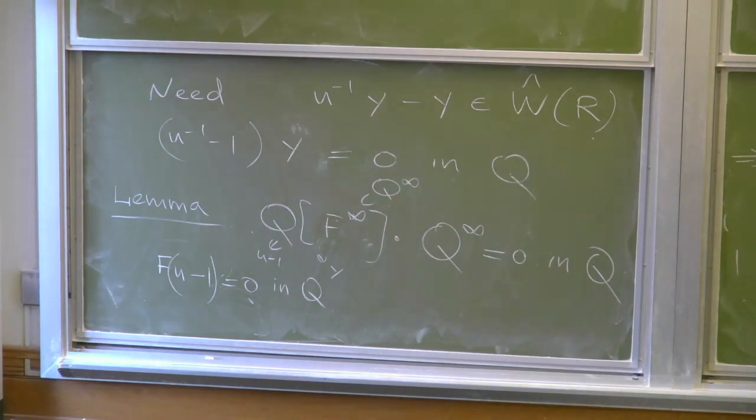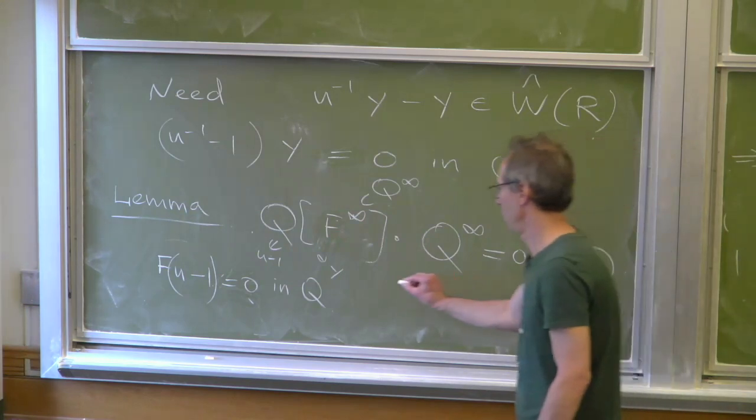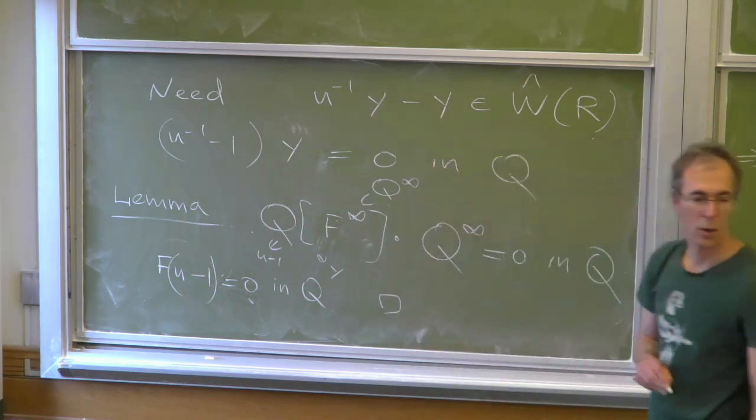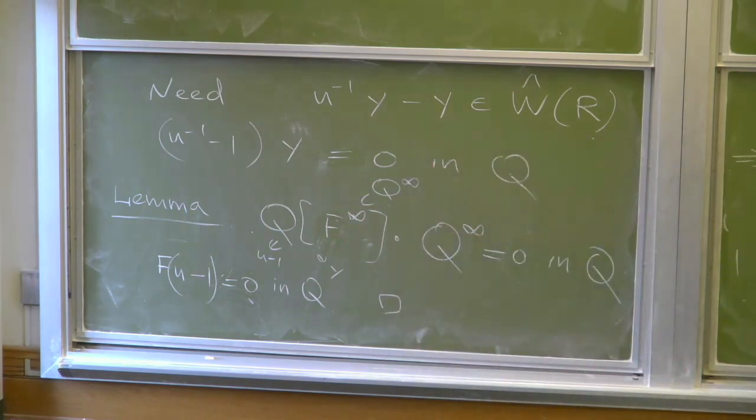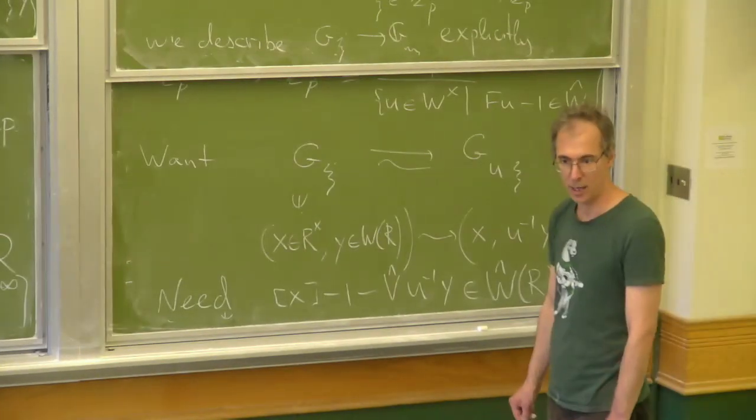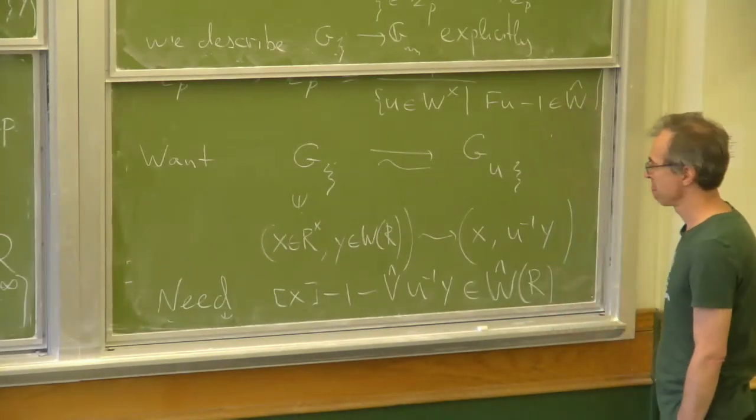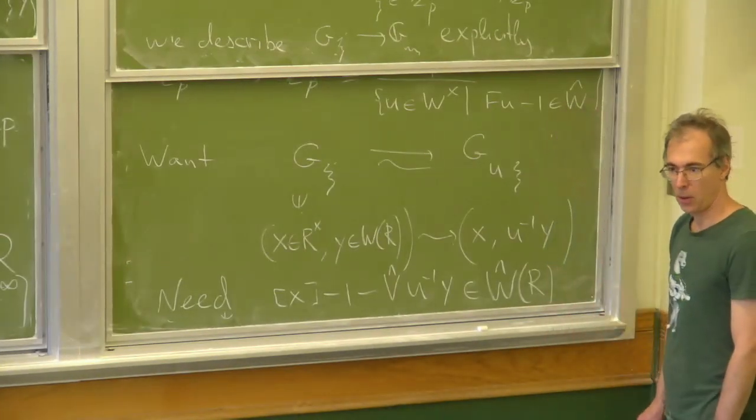So we can just apply the lemma and see that the product is. And this implies that this map is well defined. It's clearly an isomorphism.